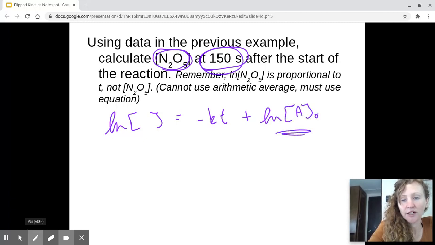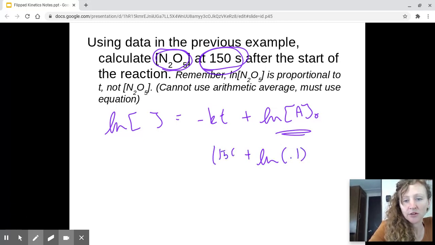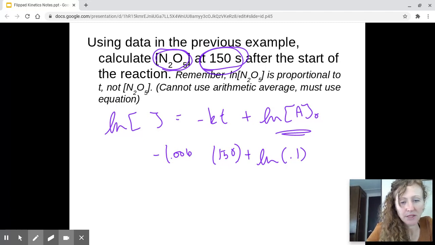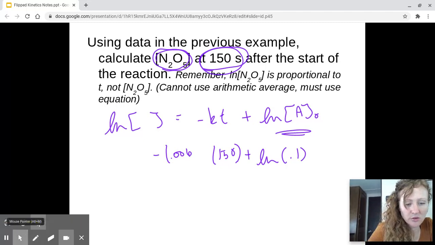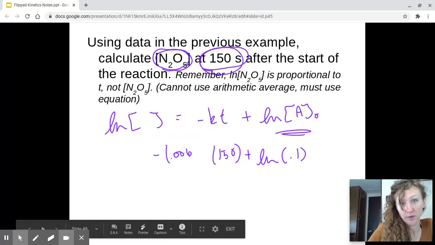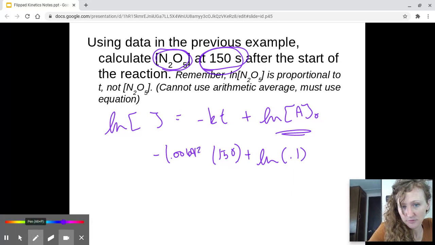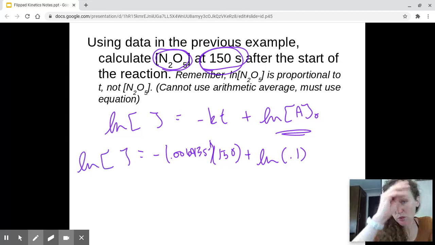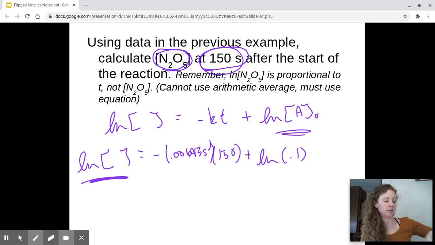We know what our initial concentration was. We know our time is 150. We know our k, we just figured that out, is 0.006233293. Here we go. Okay, so we can use this to calculate out the natural log of something. Let me do this real fast.